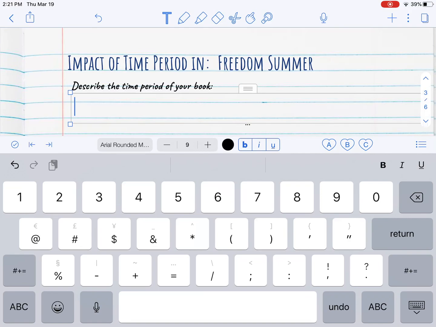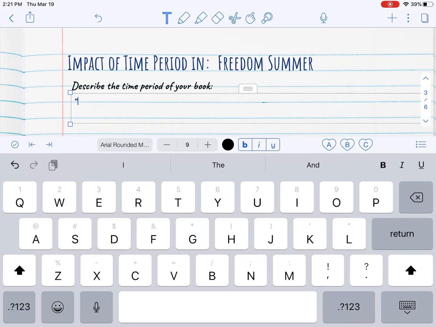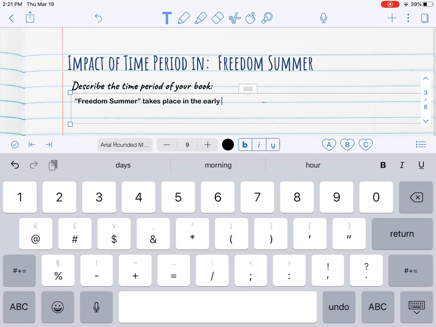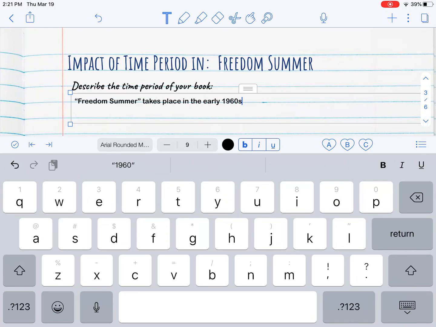So Freedom Summer, if you remember, takes place in the early 1960s. And that time period was a time where segregation was in place. African Americans could not drink from the same drinking fountains as whites. They couldn't attend the same schools, go to the same public areas. So I'm going to talk a little bit about that in my description here.